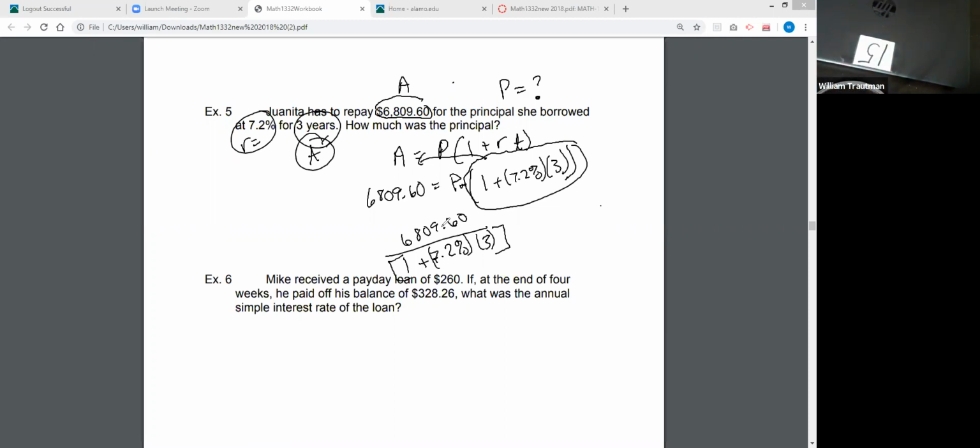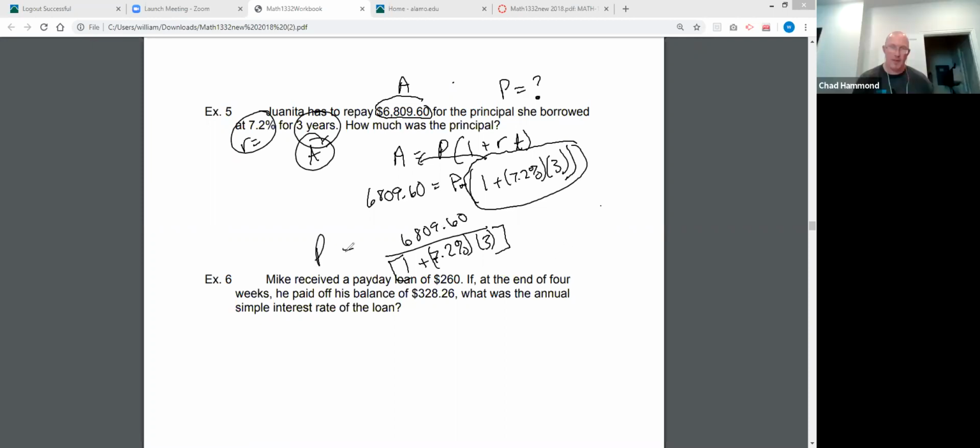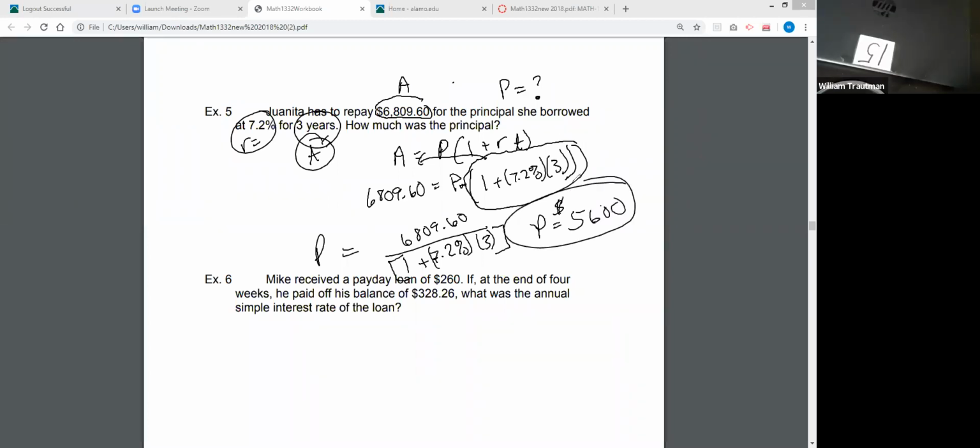And I ended up with a starting amount of principal of $5,600. So when you type that into your calculator, you should have got $5,600. All right. Anybody have any questions on it? Everybody okay with it? Please practice these.